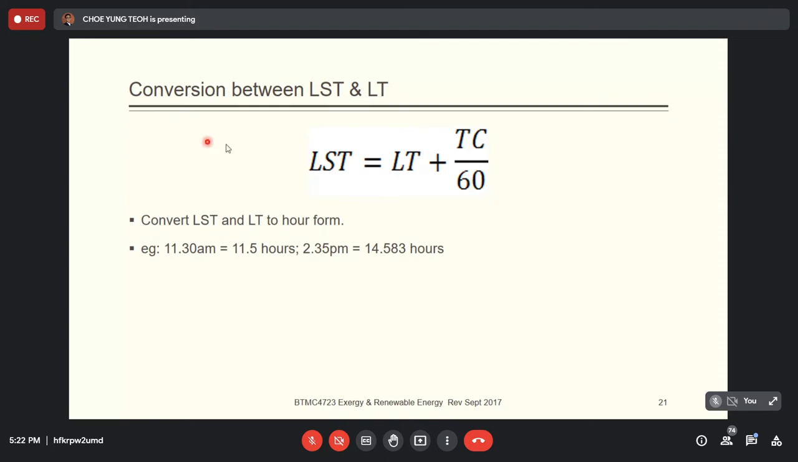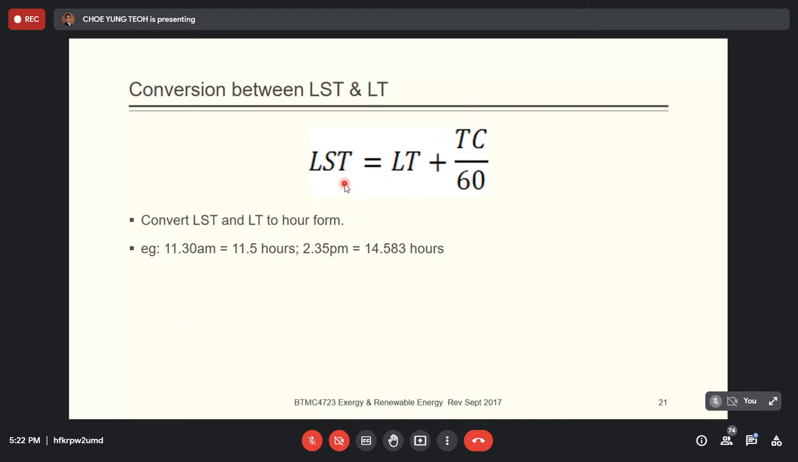Okay, so conversion between local solar time and local time. So this is the standard equation. This seems very simple. LST equal to LT plus TC over 60. Okay, solar time equal to local time plus TC over 60. This TC is referred to the time correction factor in minute. That's why you can see that we divide by 60. So again, the unit in hour. This local solar time and local time, the units should be in hour. Okay, so time correction factor over here.